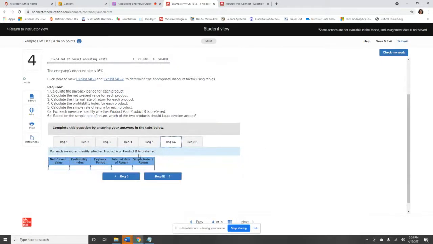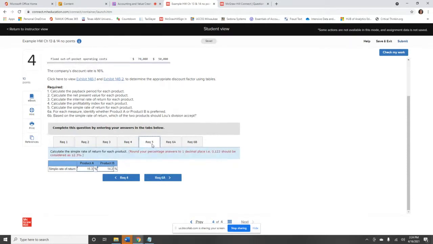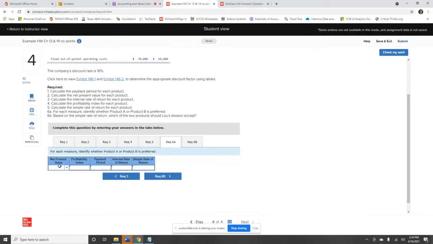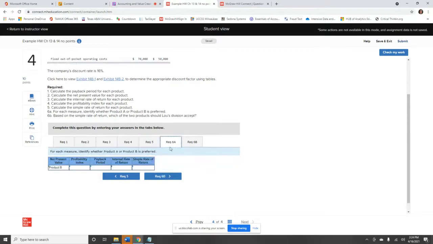Now, the next part is, for each measure, tell whether product A or product B is preferred. So we've done several here. Net present value, I think, was 2. Yeah. Okay, so net present value, B is a clear winner. Do I just select that? Yeah, product B. Okay. And profitability index, I believe that was 4. Yes, profitability index. So the clear winner here is product A. Well, it's not clear. I mean, it's a little bit of a winner.